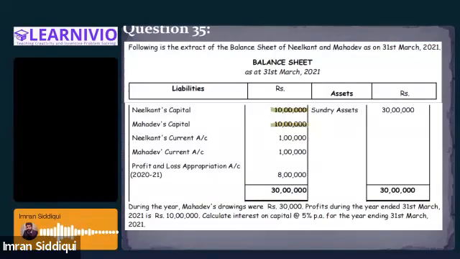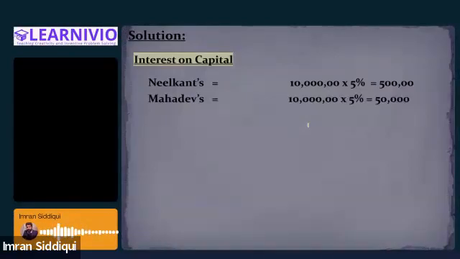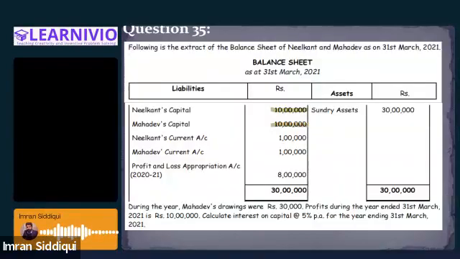Is that clear, Ritika? Okay. So we will simply calculate interest on 10 lakh at the rate of 5%. In that case, Neelkant's interest will be 50,000, and Mahadev's will be 50,000 again. So it is an easy question. The only tricky thing is that you have to understand that if both the capital balance and current account balance are given, then we will simply calculate interest on the capital balance, not the current account.